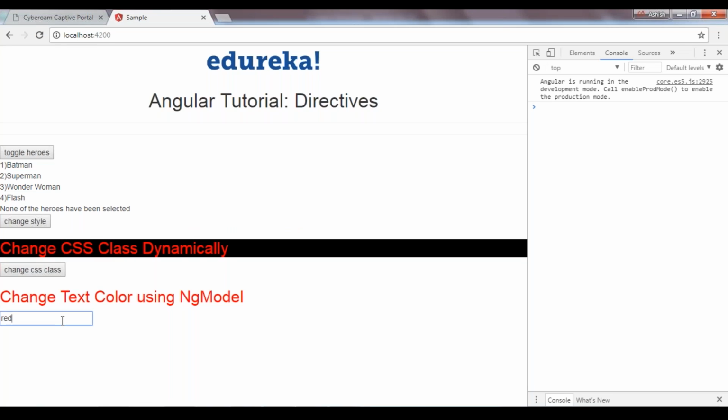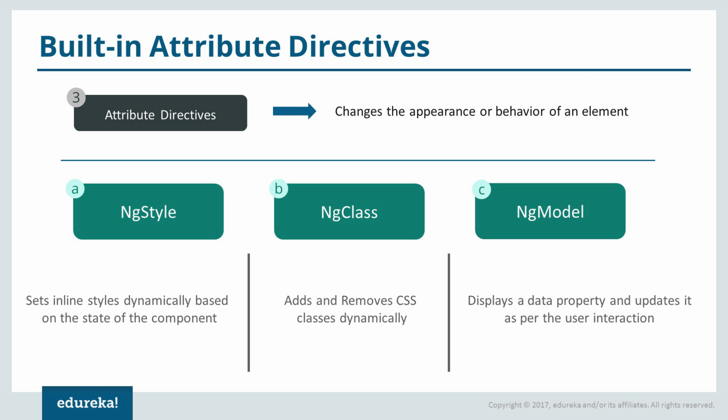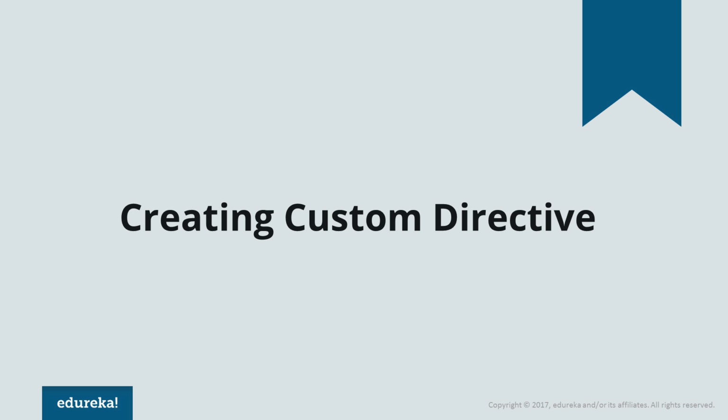So now let's go ahead and change this to blue, and it's working. Red, green. So as you can see, the two-way data binding is working over here. So guys, that was all about your built-in directives, built-in structural directives and built-in attribute directives, and how to use them.